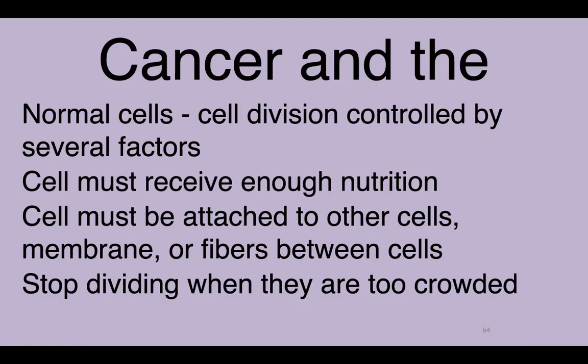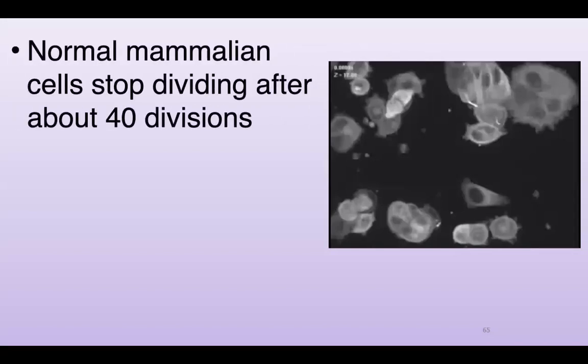And so that's one of the, what do you call it? I can't think of the word at the moment, but that's one of the fail safes, I guess, to prevent cancer from occurring. A normal mammalian cell stops dividing after 40 divisions. So in mammals, which we are, one cell will divide 40 times and then it will enter G0.